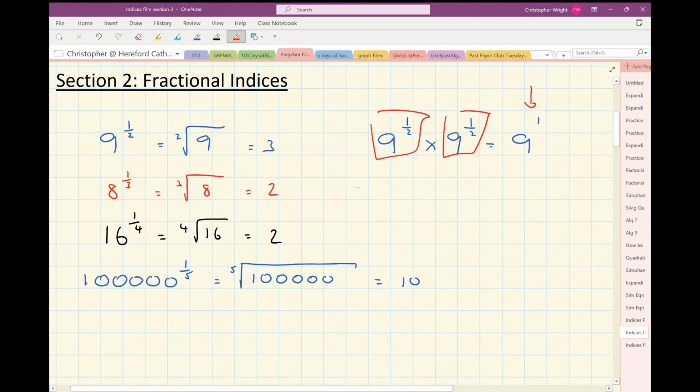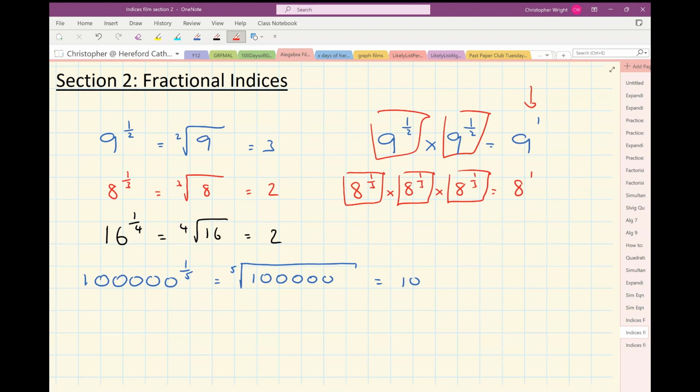Let's look at the 8 to the power of a third example. Let's imagine that we did 8 to the power of a third times 8 to the power of a third times 8 to the power of a third. Well, you know that when you multiply, you add the indices. So that's going to be 8 to the power of a third plus a third plus a third, which is 8 to the power of 1. Look at that. 8 to the power of 1 is 8 to the power of a third cubed. So the cube root of 8 is 8 to the power of a third.